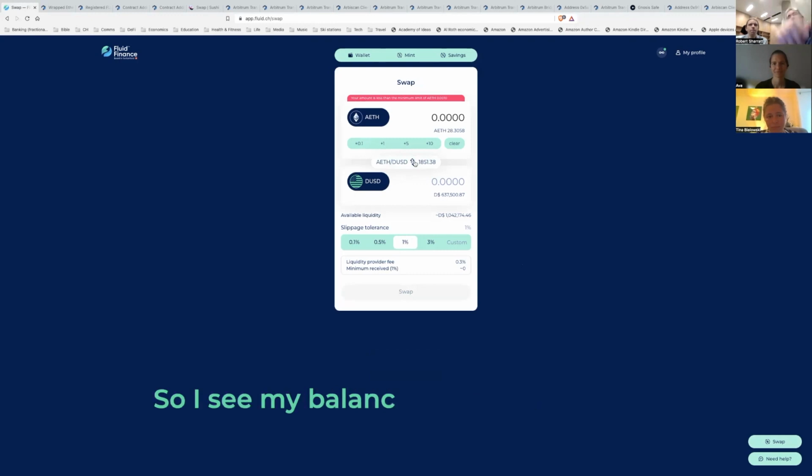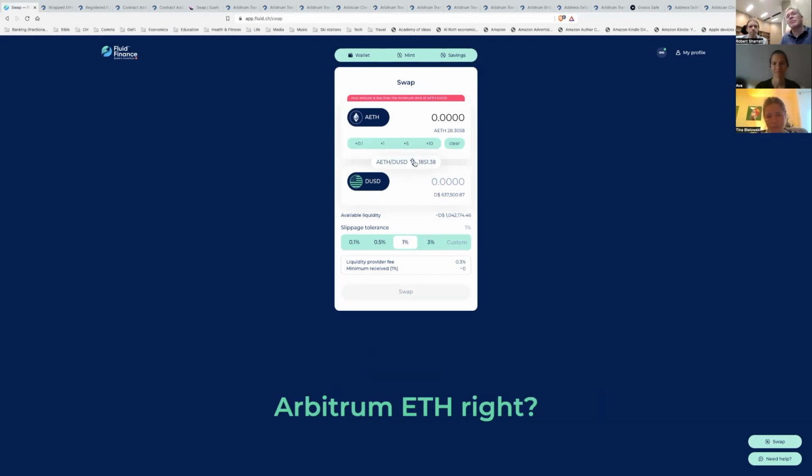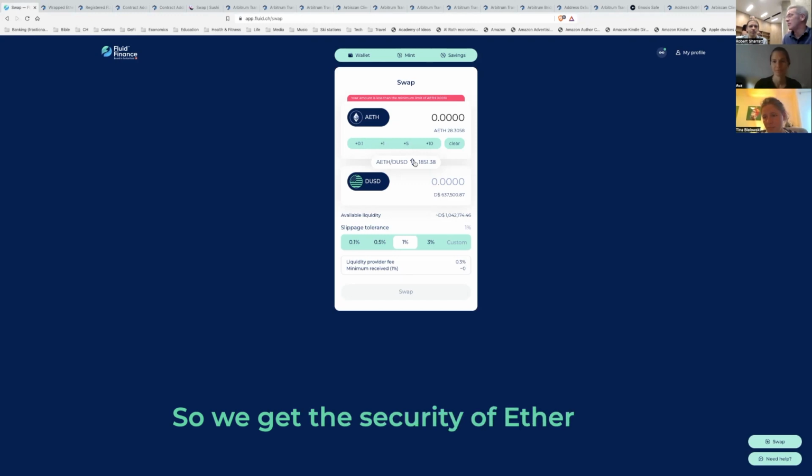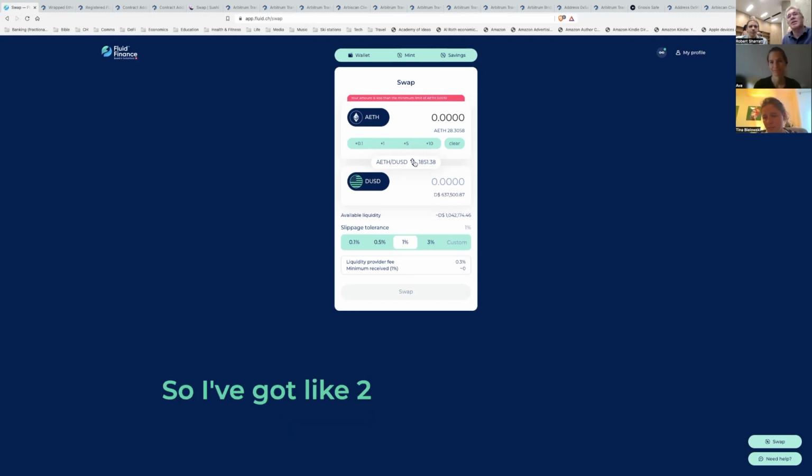So I see my balance here, and this is in Arbitrum ETH, right? Because we're in love with Arbitrum because it's fast and cheap. But yet it still settles on Ethereum, so we get the security of Ethereum. So I've got like 28 ETH here, essentially.